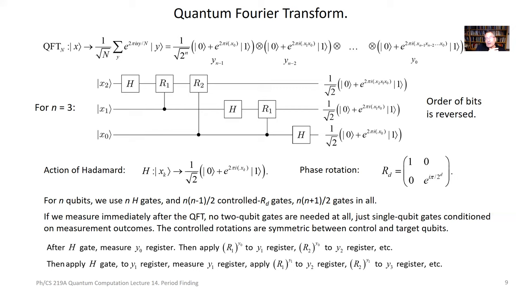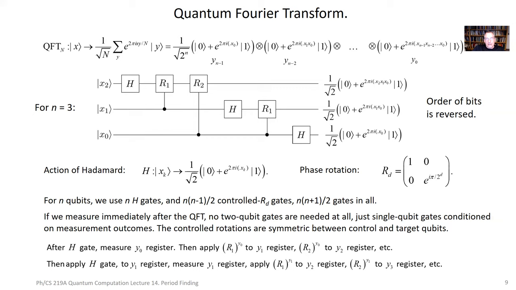Incidentally, since we're going to measure right after we do the Fourier transform, we can make it even simpler. We don't even need to do those two qubit gates. It's enough to measure the qubits in the right order, and then after measuring, apply rotations to other qubits, which have not yet been measured, conditioned on the measurement outcomes that we've gotten so far. And let me explain that a little better.